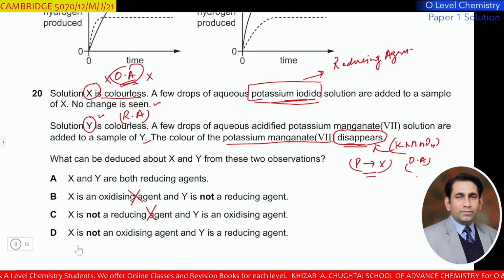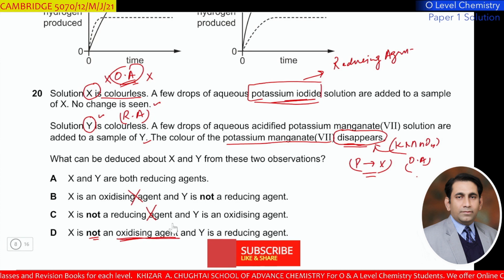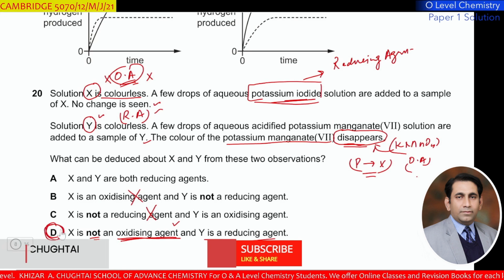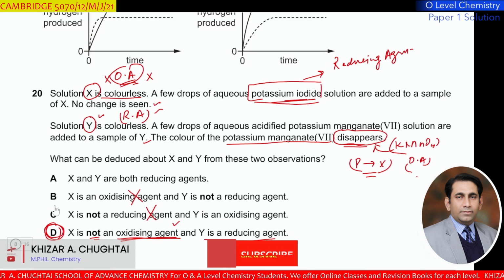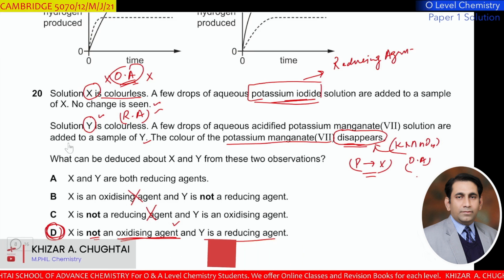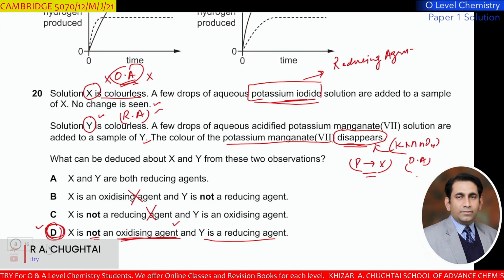The last one says X is not an oxidizing agent. Yes, it is confirmed. X is not an oxidizing agent. It is true that Y is a reducing agent. Yes, it is true. So D is appropriate in all respects. So finally, D is the correct option, where all the statements are accurate.